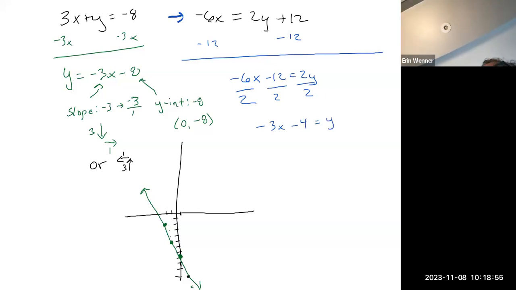So now looking at this, I can tell that I have a slope, again, of negative 3, which should be giving you the idea of, oh, these are going to be parallel lines because their slopes are the same.